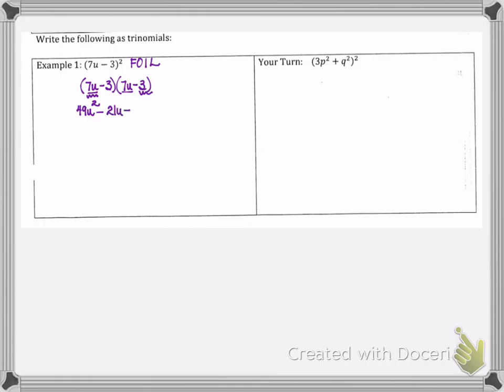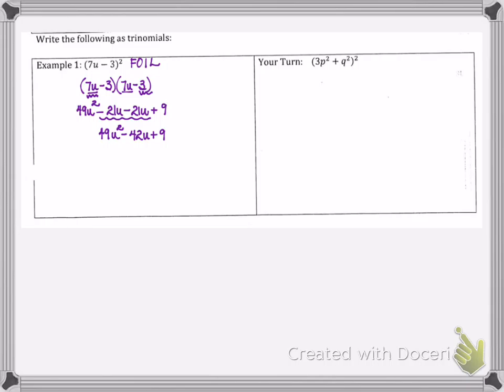Our outer. Our inner also give us negative 21u. And our last gives us positive 9 because you've got a negative 3 times a negative 3. Combining those middle terms, 49u squared minus 42u plus positive 9.